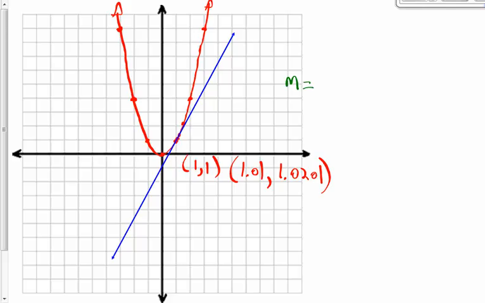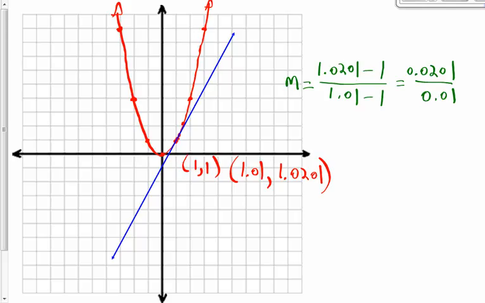All right, so we'll have 1.0201 minus 1 divided by 1.01 minus 1, which gives me 0.0201 divided by 0.01. So I get 0.0201 divided by 0.01, which is 2.01.